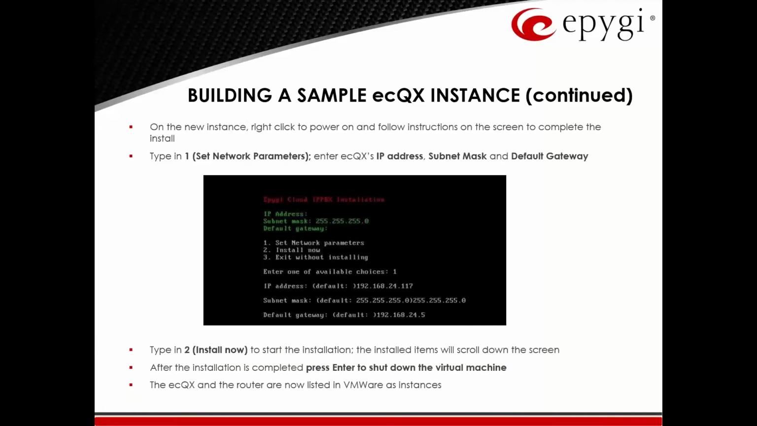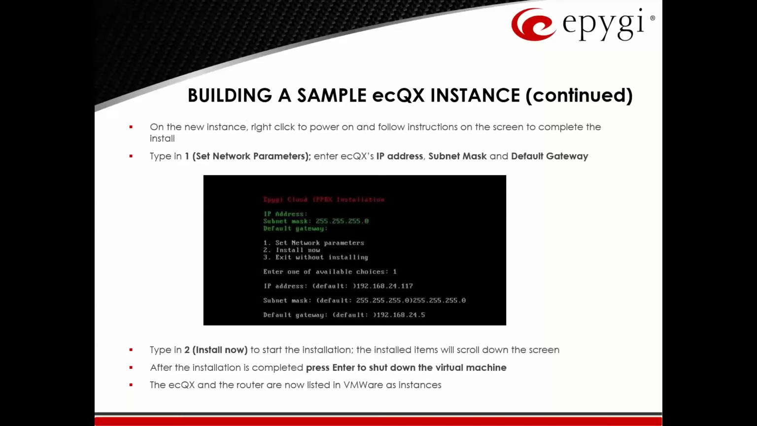On the newly installed instance, right-click to power it on and follow the instructions on the screen to complete the installation. Type in 1, set network parameters, and enter ECQX's IP address, subnet mask, and default gateway. After completing that, type in 2, install now, to start the installation.